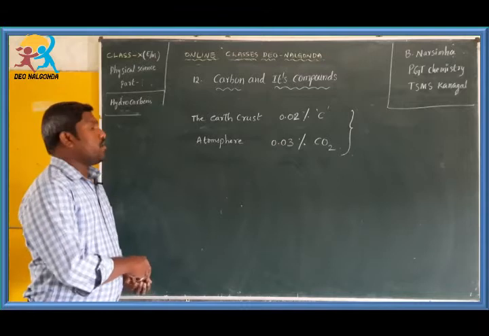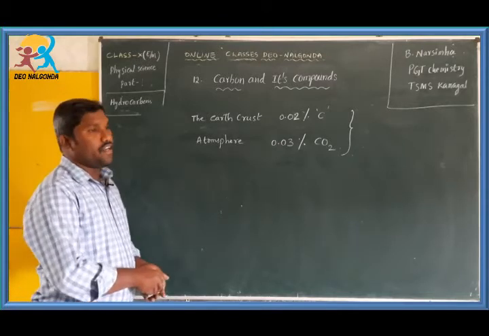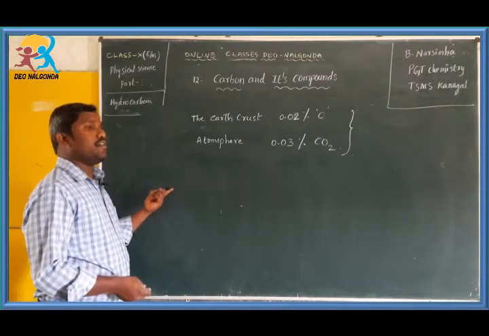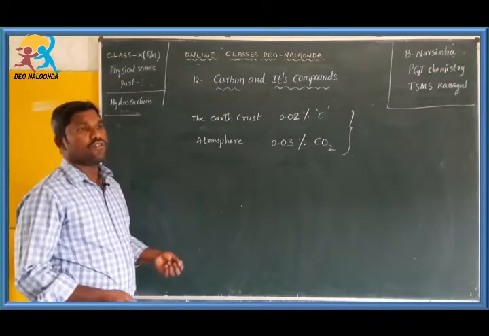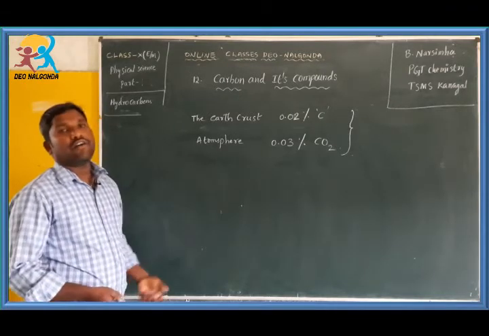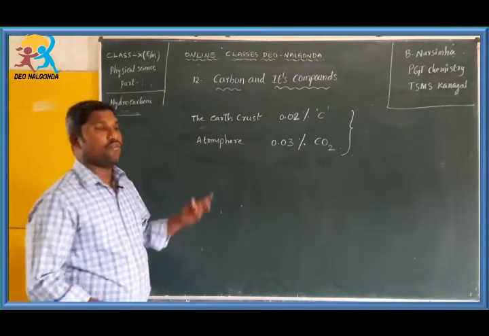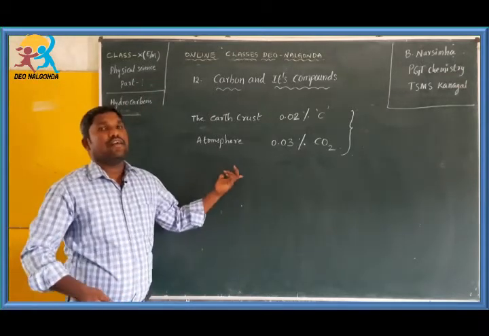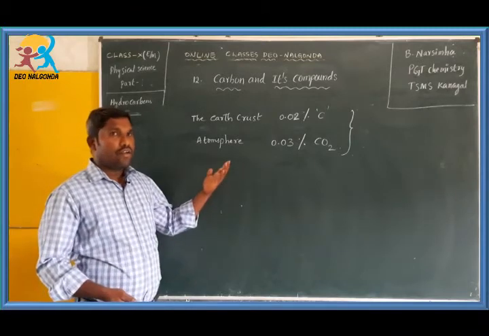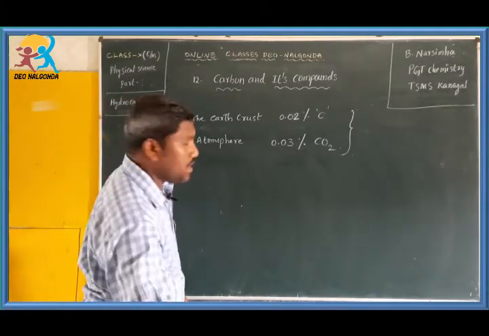Next, in everyday life, living things also contain carbon compounds. Tea, coffee, pulses, these are organic compounds. So many organic compounds are there, and this is the occurrence of carbon in nature.